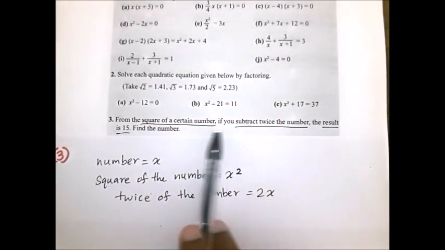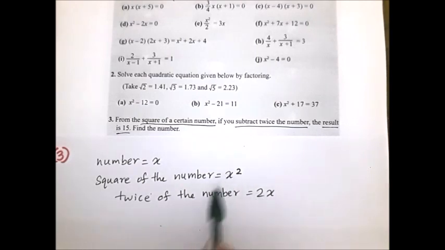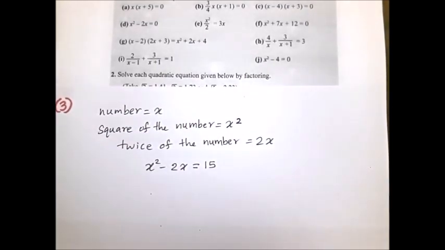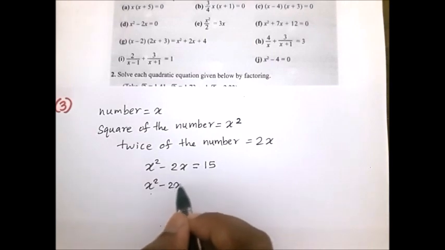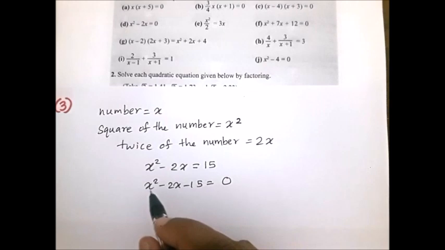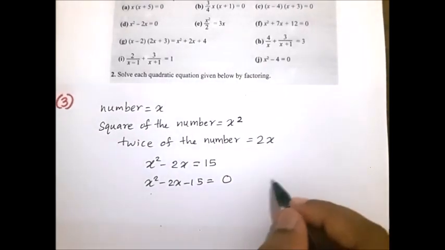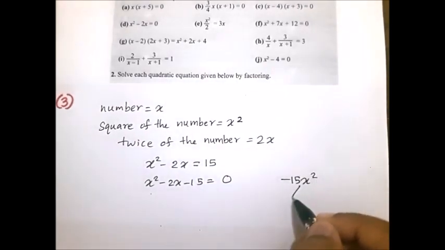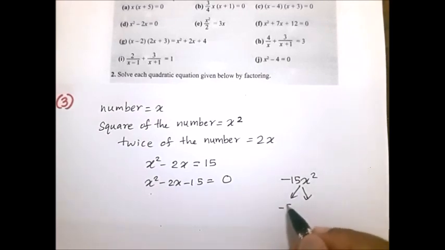The question says, if you subtract twice the number from the square of the number, subtract this value from x to the power 2. The result is 15, so equate this to 15. Now take terms to the left hand side and arrange the right hand side as 0. Now this is a trinomial quadratic expression. Factorize this one. First multiply the first term and last term. Separate into two terms. The two terms are minus 5x and plus 3x.